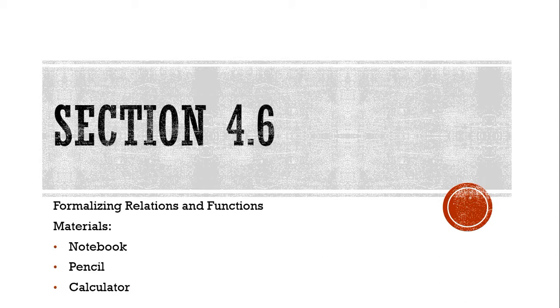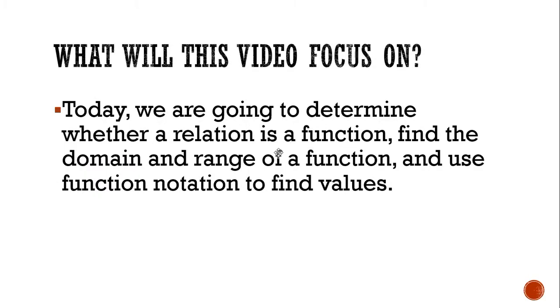Today we're going to look at section 4.6, which is on formalizing relations and functions. So what this means is we're actually going to give what we've been working up to. This is the summit section. This is what sections 4.1 through 4.5 have been leading up to. You're going to want to have a notebook, a pencil, and a calculator. This video is going to focus on how to determine whether a relation is a function, find the domain and range of a function, and use function notation to find values. A lot of this should look like review.